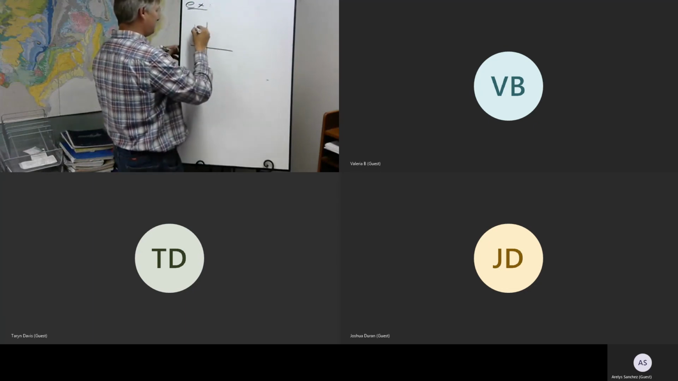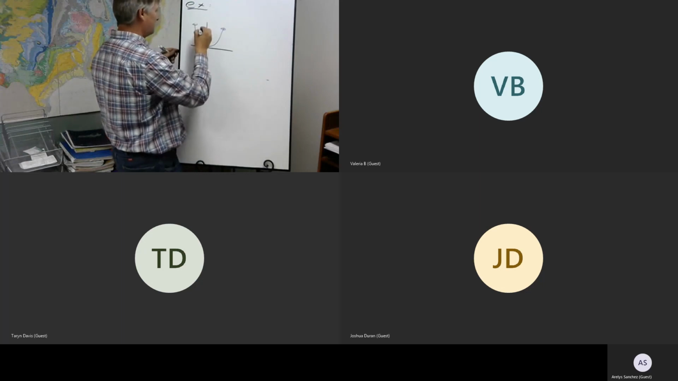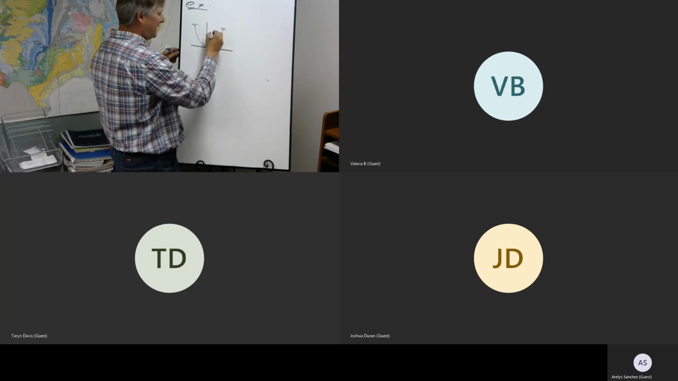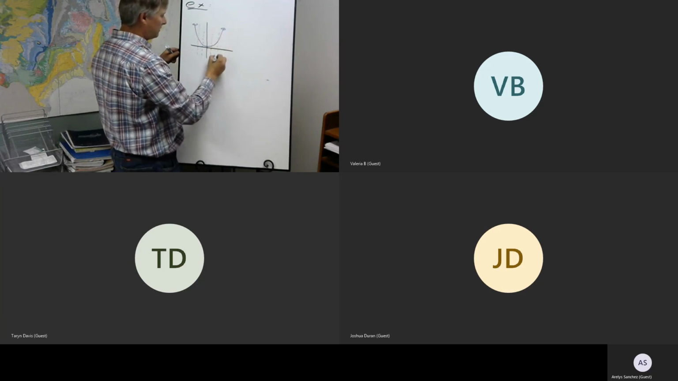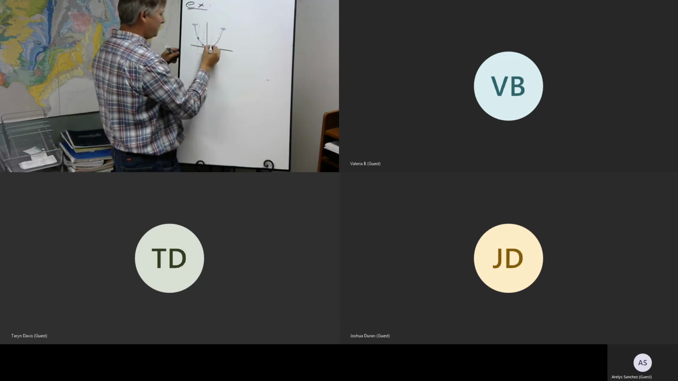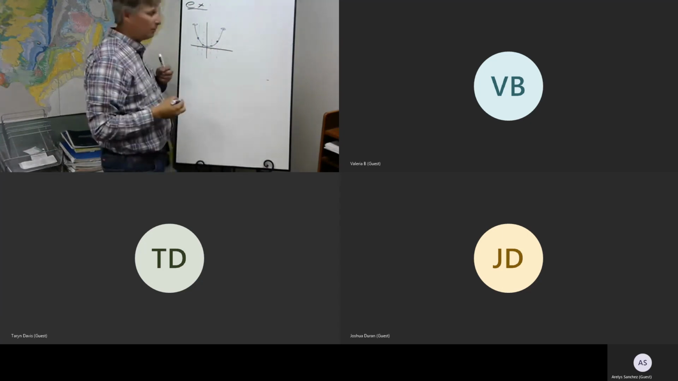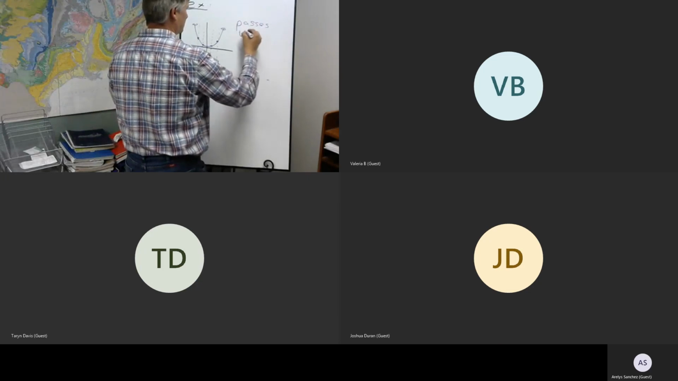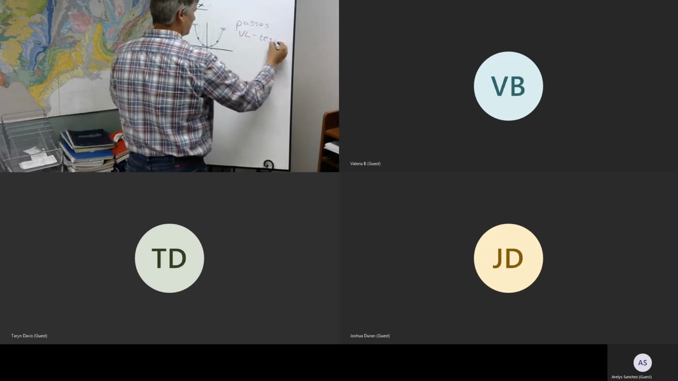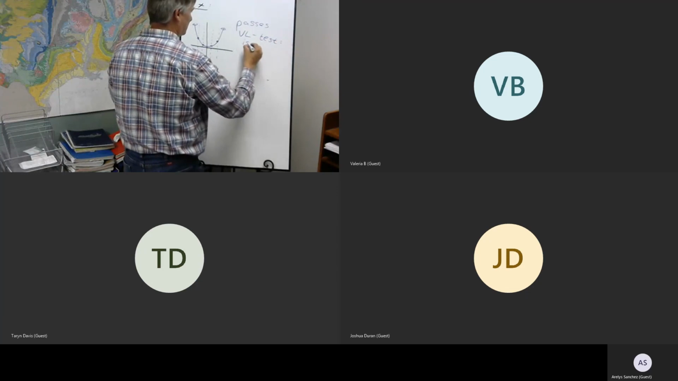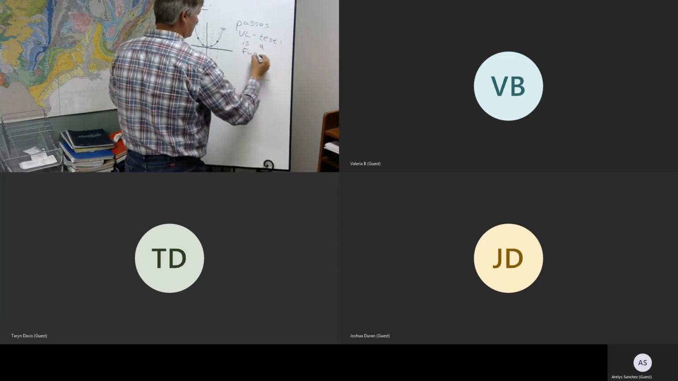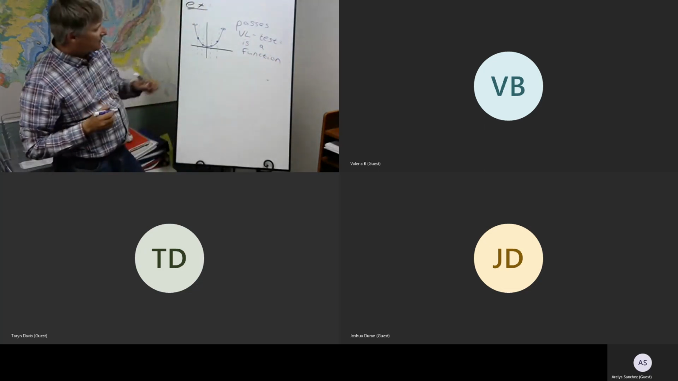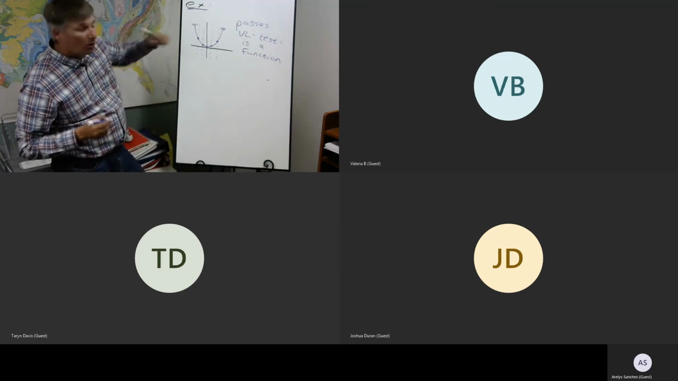So something like this. If we draw vertical lines through it, each vertical line intersects our graph only once. So this passes the vertical line test. The vertical lines intersect our graph only once.